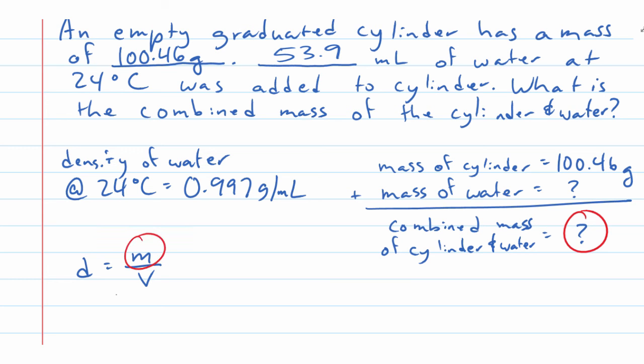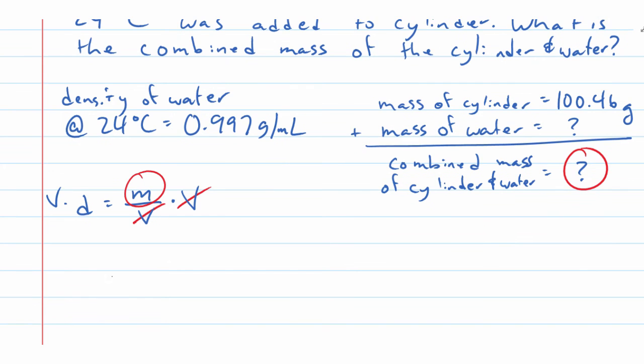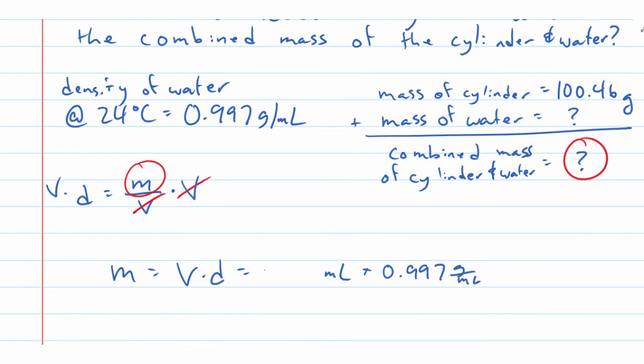So now, this is where you need to have that little bit of algebra and why it's a prereq for coming in here. If we want to find the mass, what do we need to do to each side? Times the volume. So multiply each side by v. When we do that, v cancels out, and that tells us that m, the mass, is equal to v times d. The volume, once again, 53.9.